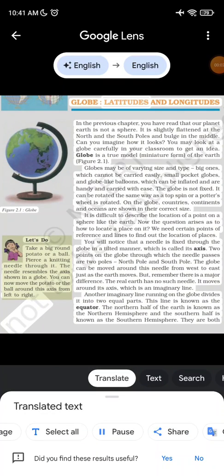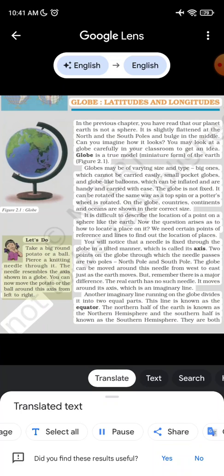Globe, latitudes and longitudes. In the previous chapter, you have read that our planet Earth is not a sphere. It is slightly flattened at the north and the south poles and bulges in the middle. Can you imagine how it looks? You may look at a globe carefully in your classroom to get an idea. A globe is a true model, a miniature form of the Earth, figure 2.1.